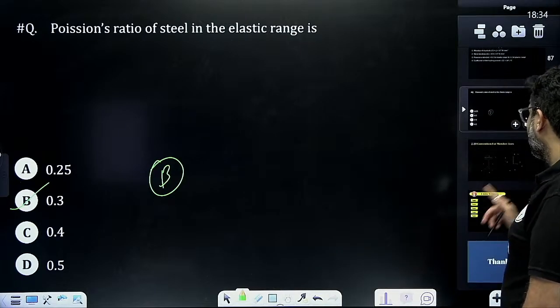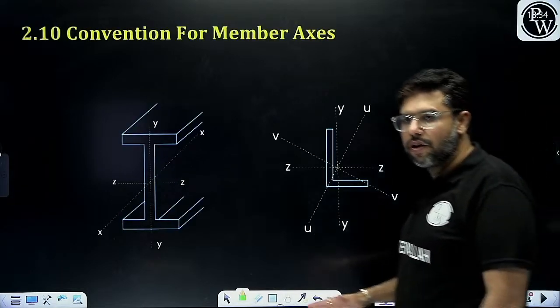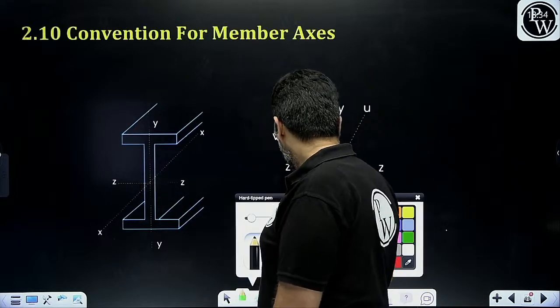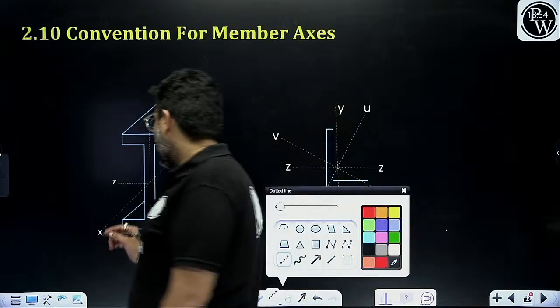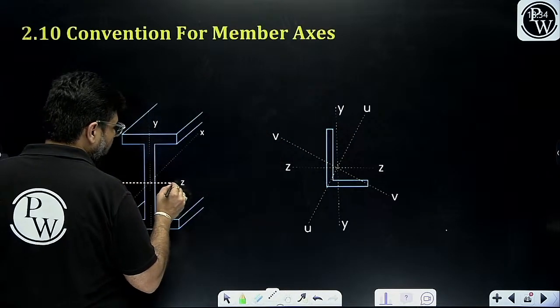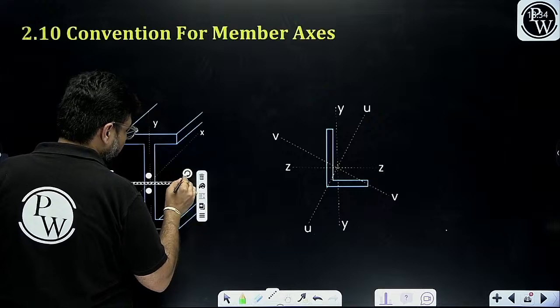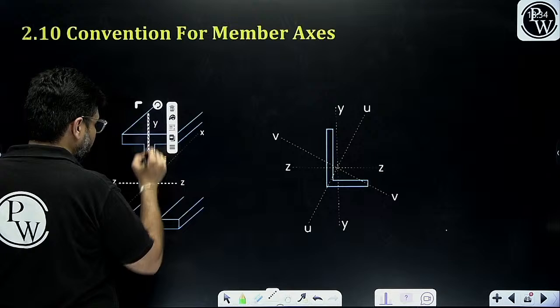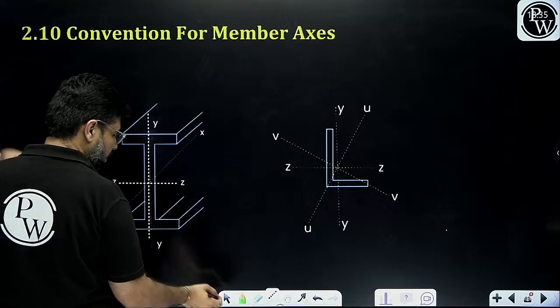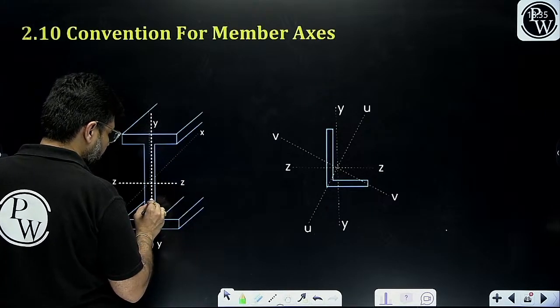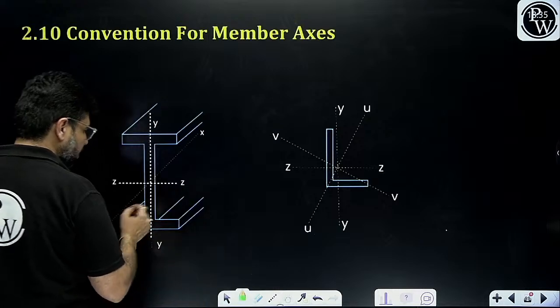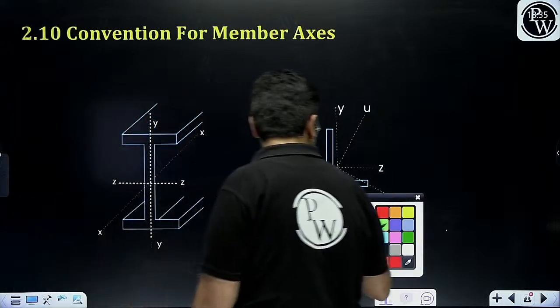I am proceeding further. This is the convention for member axis in the case of I section. This is my Z axis, perpendicular to the web, and the axis perpendicular to the flanges is the Y axis, and the longitudinal axis is my X axis, along the length of the member.